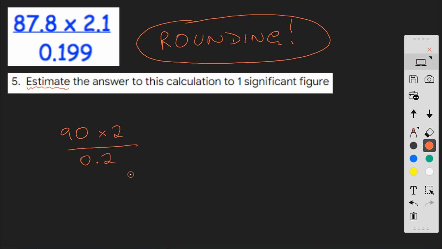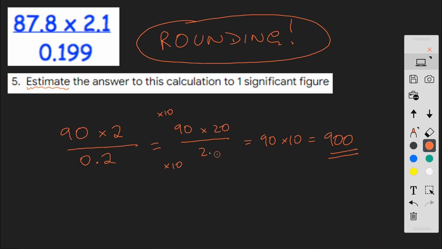Now, just to make it a little bit clearer for you, I'm going to multiply top and bottom by 10 here to get rid of that decimal. So I've done the same thing to the top as I did to the bottom, so that remains balanced. I've got 20 divided by 2 here, which is 10. So that's 90 times 10 equals 900.